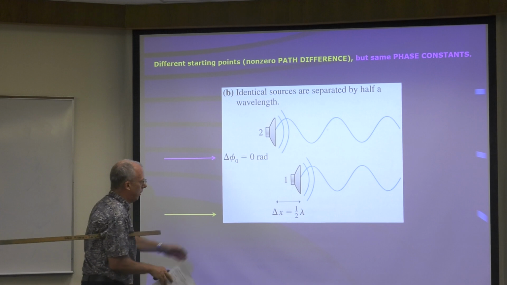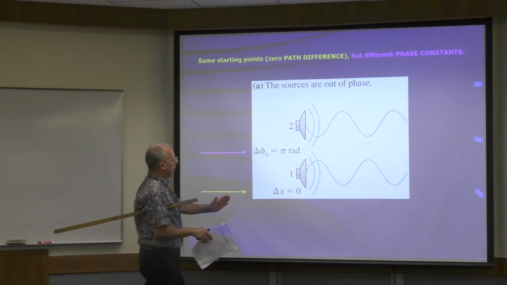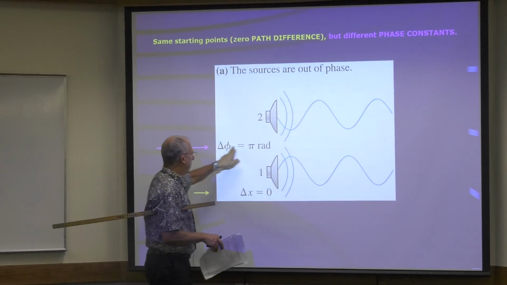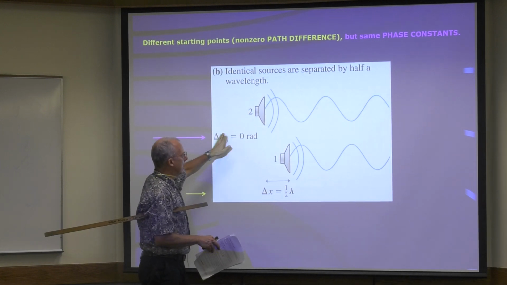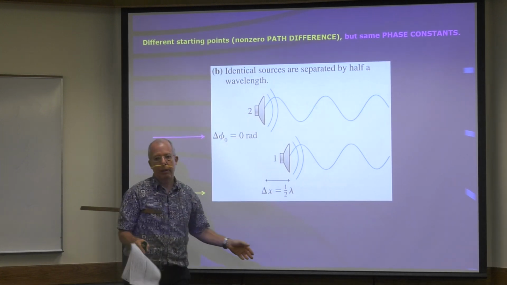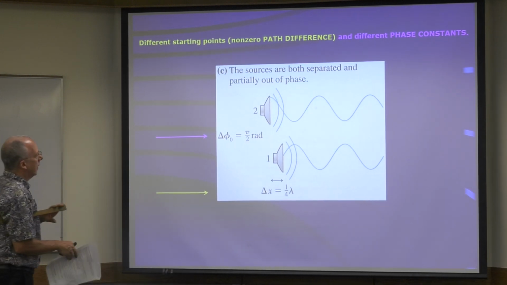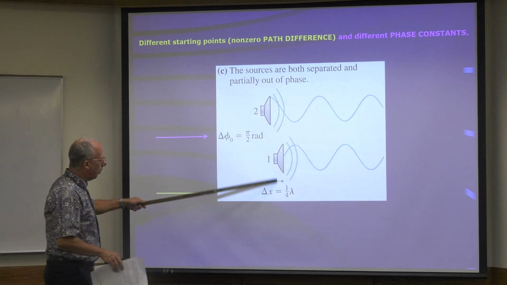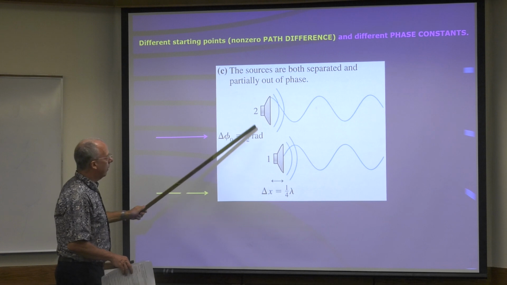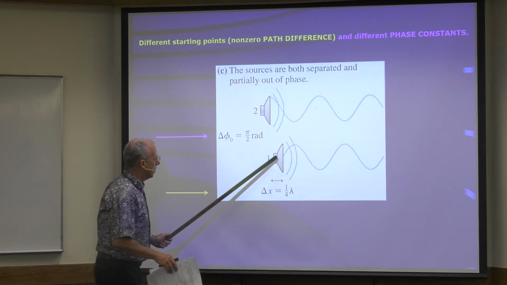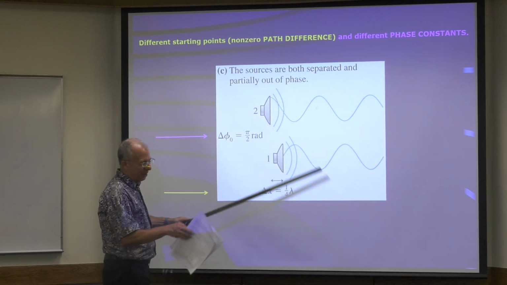We can just start them out at different points. Okay, so the one we just talked about, we had same starting point, different phase constants. This one, we had same phase constants, different starting points. So what's the third one? Let's make different starting points, different phase constants, right? So the third one is different starting points. So we have a non-zero path difference, and we have different phase constants. See, this starts out like a sine. This starts out like a cosine, which is a sine just shifted, right?